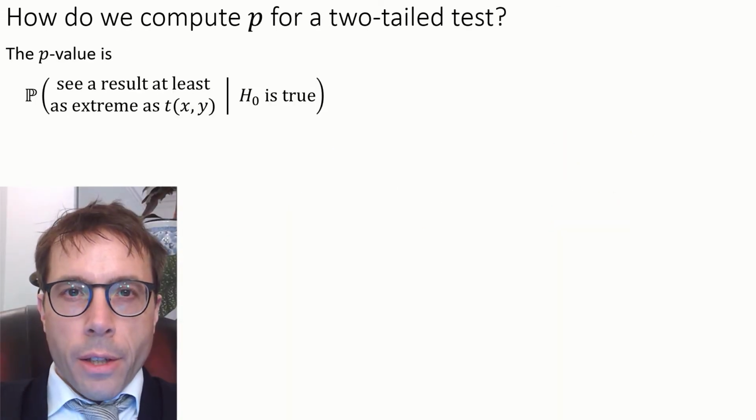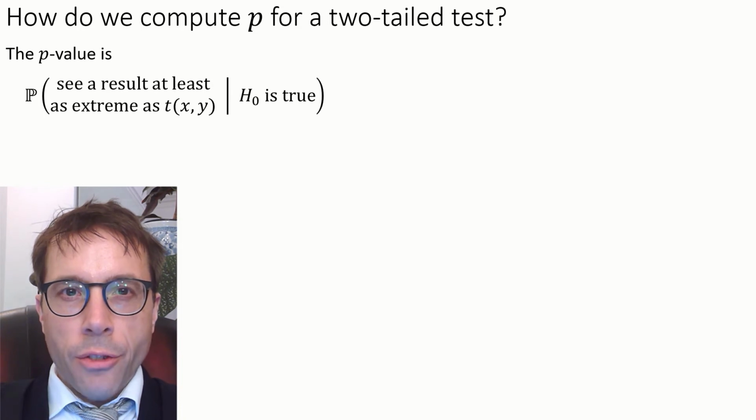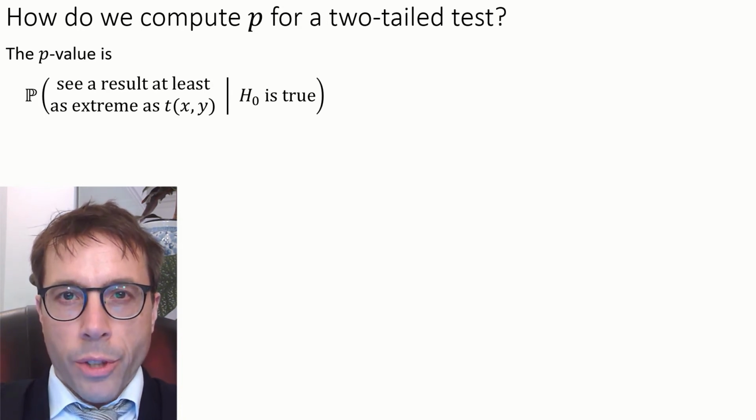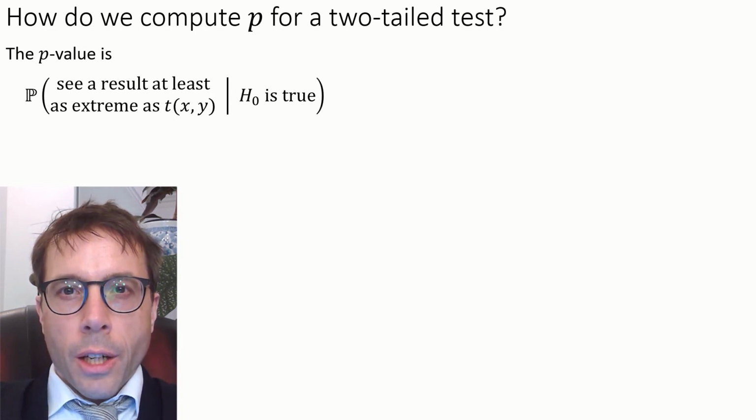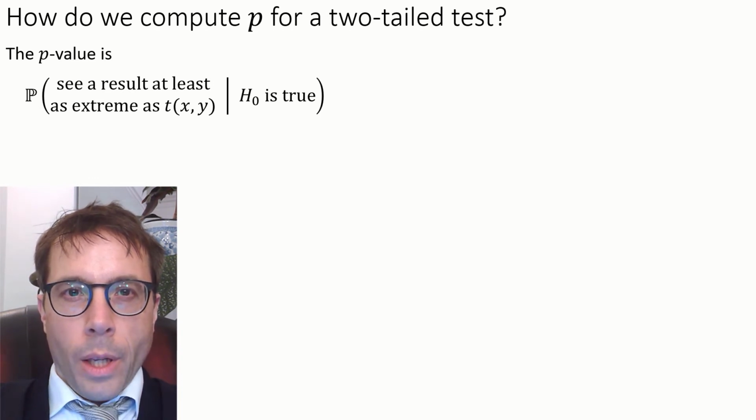Let's just remind ourselves what a p-value is. P is the probability of seeing a result at least as extreme as the observed t, i.e. t computed on our actual given data sets x and y, and it's a probability conditional on the assumption that h0 is true. Here's how you can compute it.